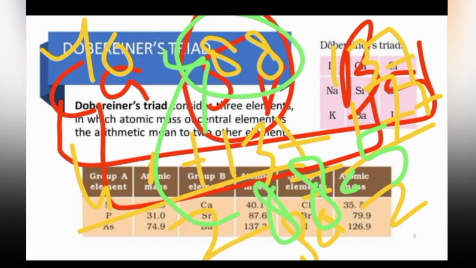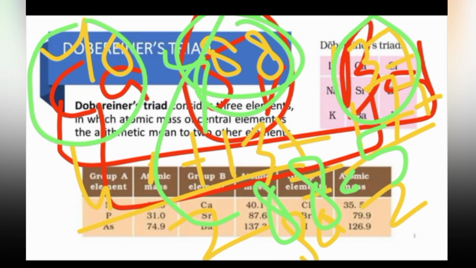Now this triad was found to have similar properties. All these three, calcium, strontium, and barium, were metals. Each has an oxide that is alkaline in nature. The nature of their oxide was also similar: they were alkaline, and they had a valency of 2. Since these elements have similar chemical properties, they were put together in one group or one family to form a triad that was known as Dobereiner's Triad.